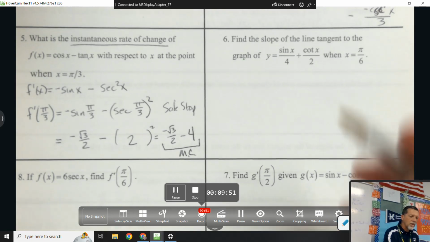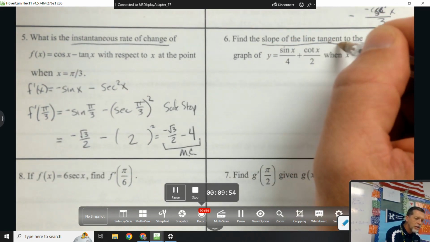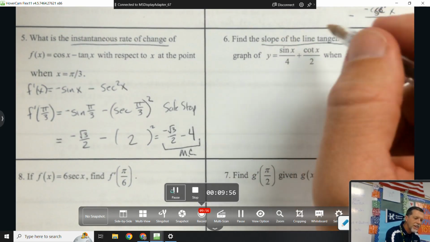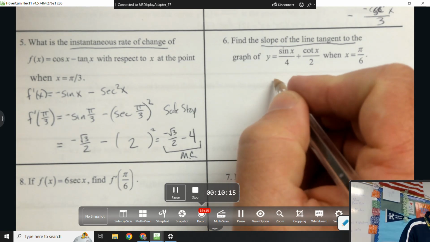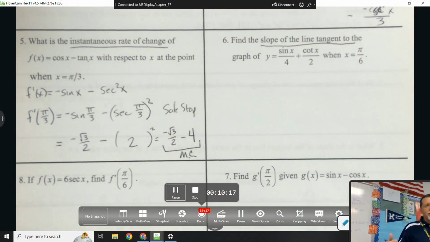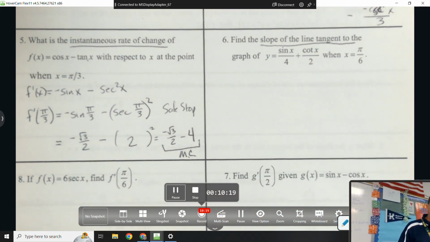Number 6, find the slope of the line tangent to the curve. So what's this asking? How do we find the slope of a tangent line? Take the derivative. That's probably the answer to any question this month, or this semester even. If the question is how do we find the slope of a tangent line, the answer is take a derivative. Usually it's followed up with do something with it, but it starts with take a derivative.